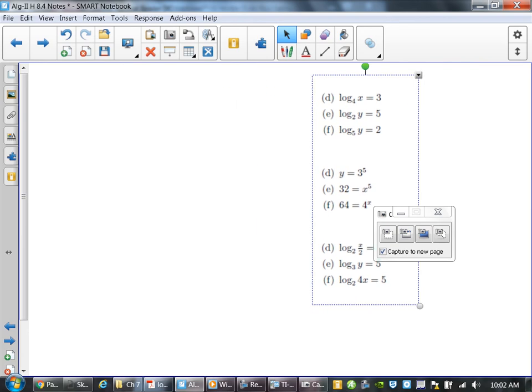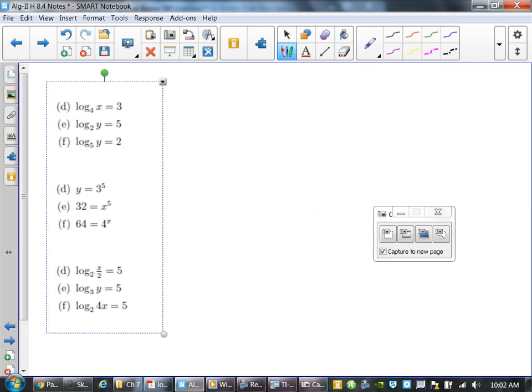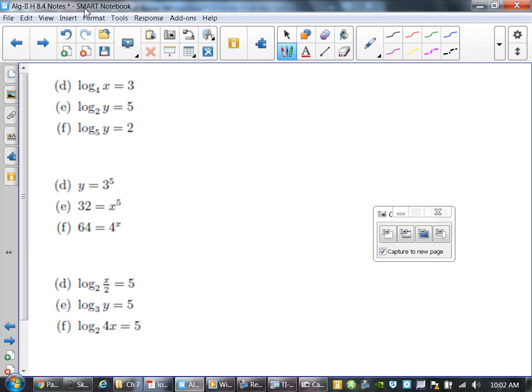So the first one was rewrite into exponential form. So log base 4 of x equals 3. To rewrite that into exponential form, what would it look like? 4 to the third. This would be 4 to the third equals x. It doesn't say solve, it just says rewrite. Log base 2 of y equals 5 means? Very good. 2 to the 5th is y, excuse me.